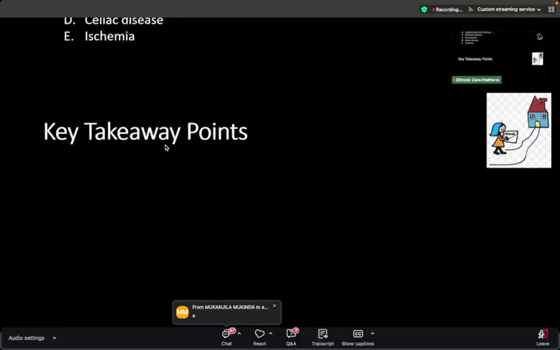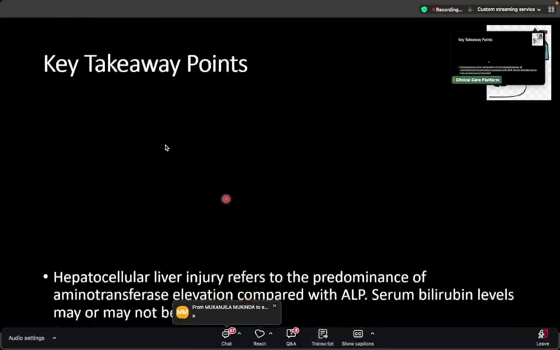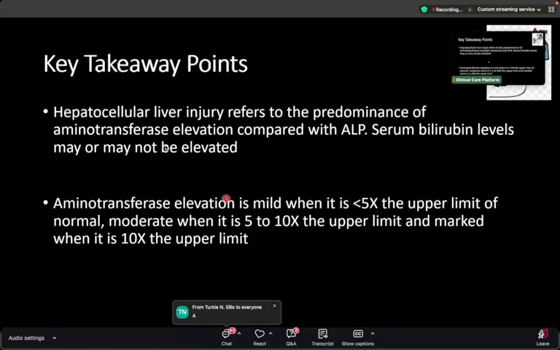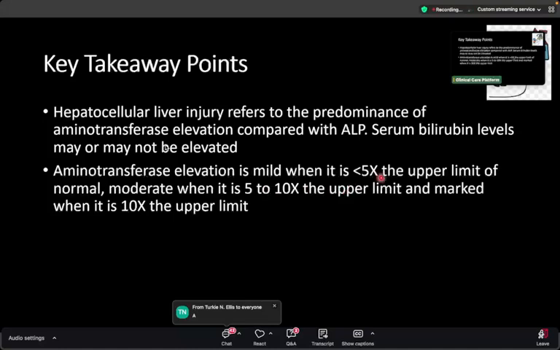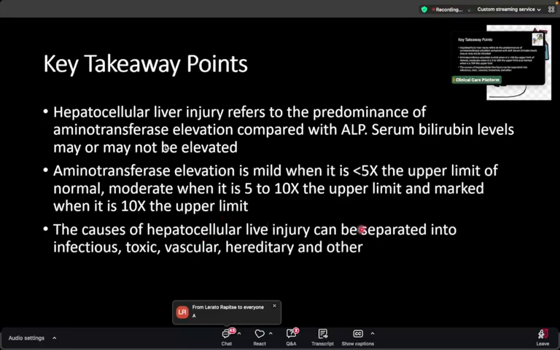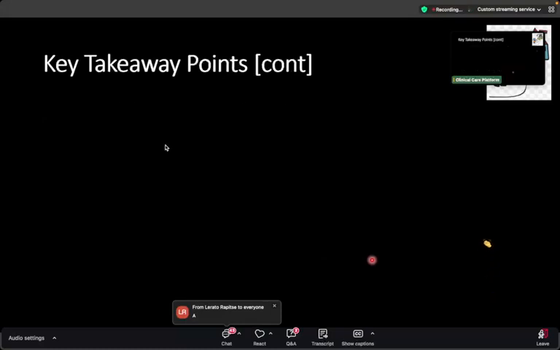All right, guys, here's your doggy bag of takeaway points for today. Hepatocellular liver injury refers to the predominance of aminotransferase elevation compared with alk-phos. Serum bilirubin levels may or may not also be elevated. It's mild when less than 5 times upper limit of normal, moderate when 5 to 10 times, and marked when above 10 times. The main causes are infectious, toxic, vascular, hereditary, and others. But under others is fatty liver disease, don't forget.